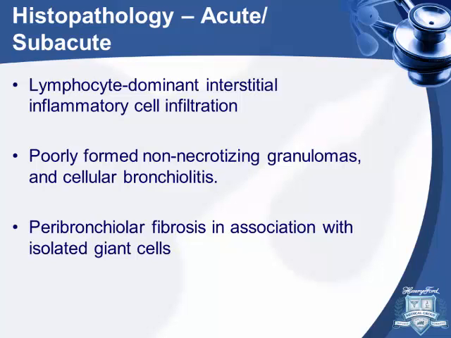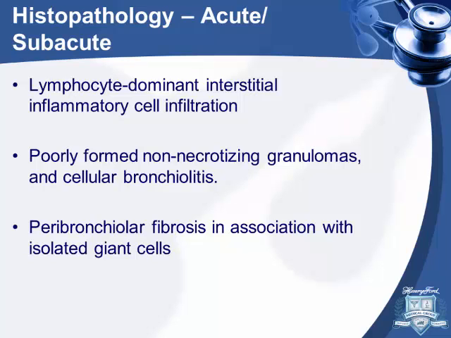Now, these I think are important, especially for people who are taking the boards, because I think they're very pathognomonic for HP, and if they want to make you think about HP, these are the wordings I think they're going to use. They're going to say lymphocyte-predominant interstitial changes or infiltrates, poorly formed non-necrotizing granulomas. So that's very important.